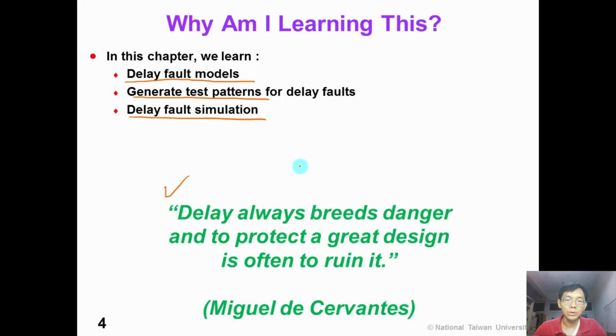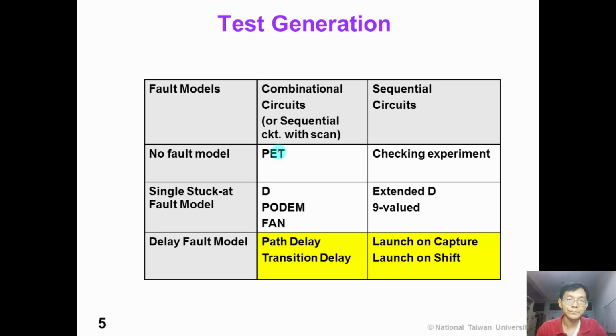This is what we are going to do in this chapter. We want to detect the delay faults in our design so we can make sure it can run at our specified speed. In this matrix, we have already learned many techniques for single stuck-at fault testing, for combinational circuit and for sequential circuit. In this chapter, we will learn delay fault testing for combinational circuit as well as sequential circuit.